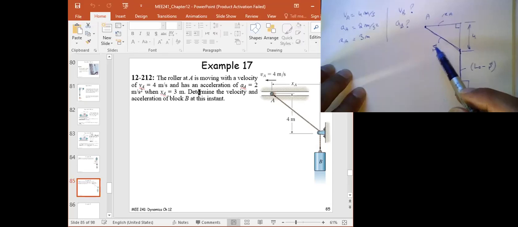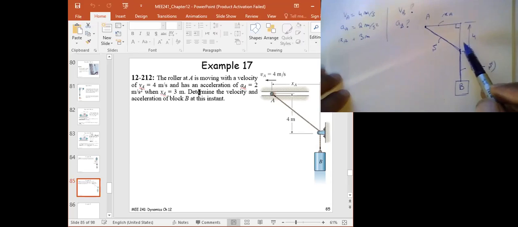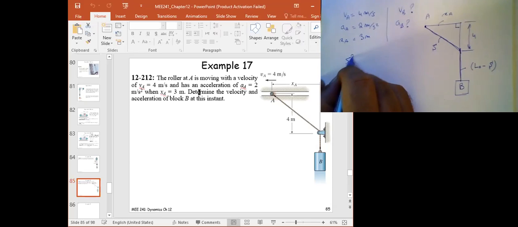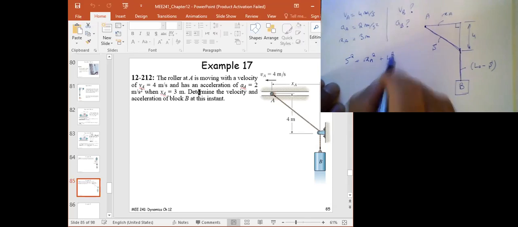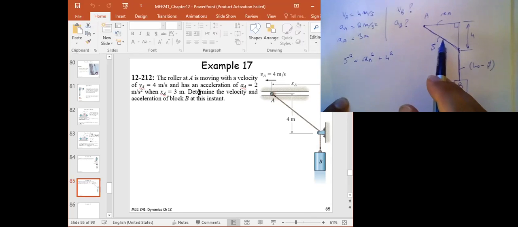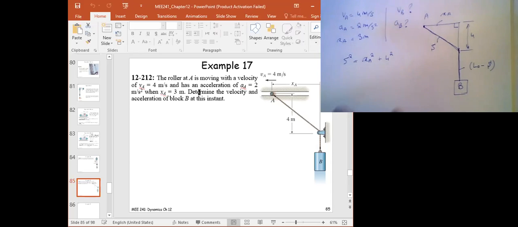But let's see if I can find S prime based on this. I think one of the best ways would be to set up the Pythagorean relation over here. So I can say that S squared is equal to XA squared plus 4 squared. You guys agree? This is always valid, right? So S squared is equal to 4 squared plus XA squared. We have XA, XA prime, and XA double dot. Okay, so now what?